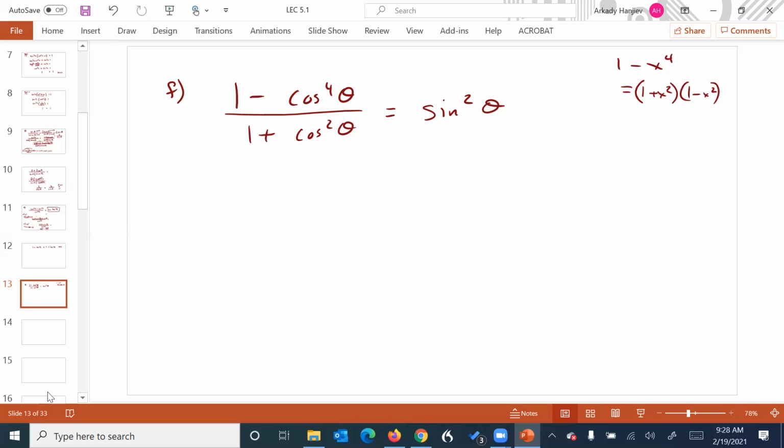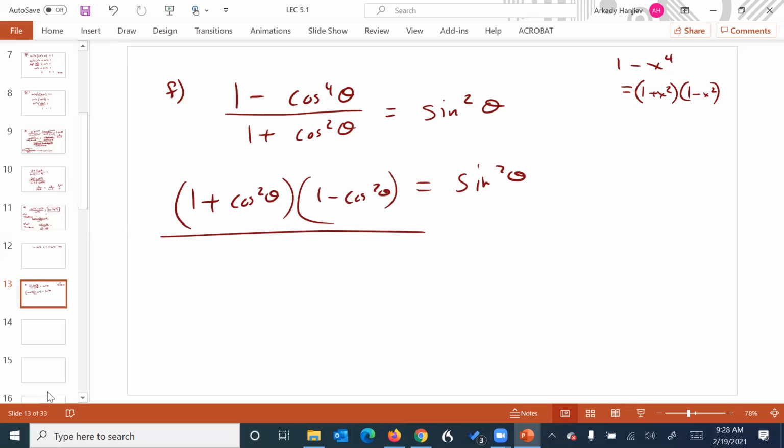So let's do this here. So that numerator now becomes 1 plus cosine squared theta, 1 minus cosine squared theta. And we have that 1 plus cosine squared theta on the bottom.